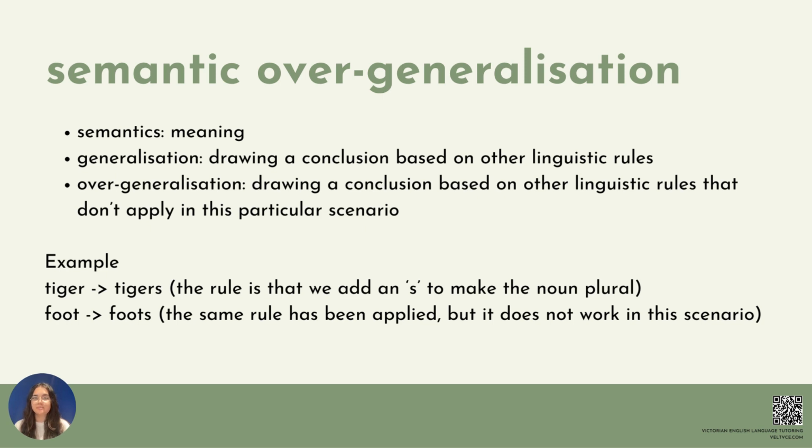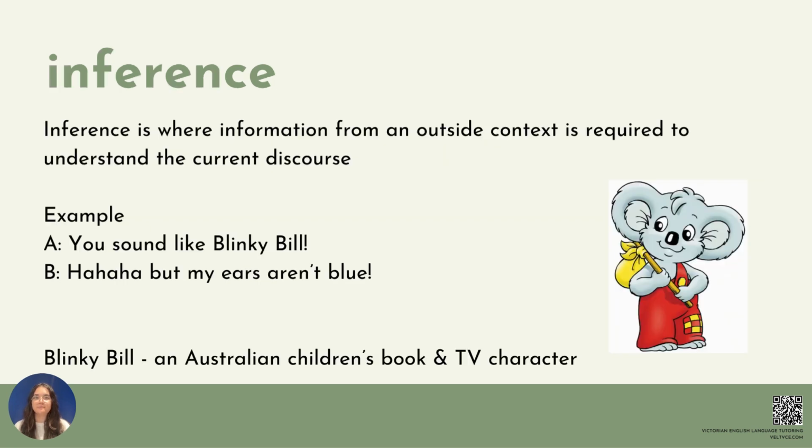We correct children when they're learning language so that they know that, hey, this rule doesn't apply here, but it actually does kind of make sense why children do that. So this is semantic overgeneralization.